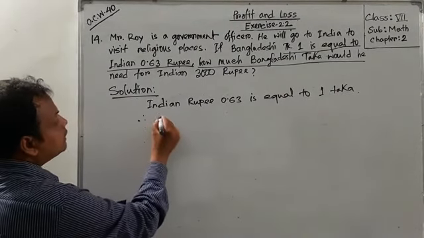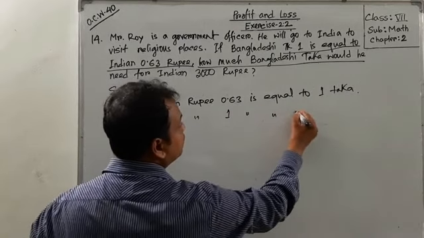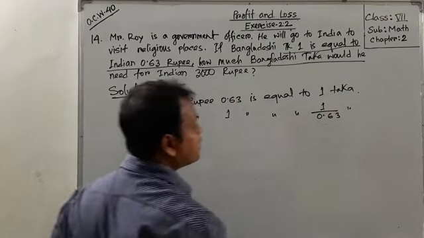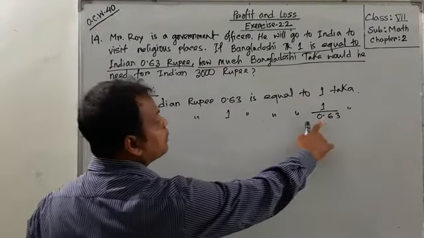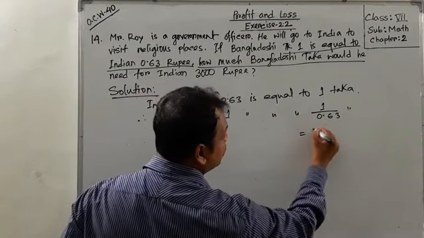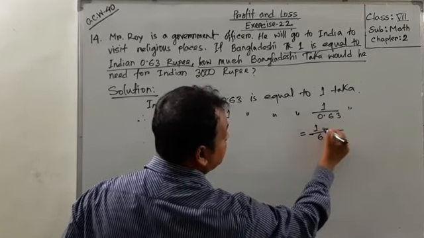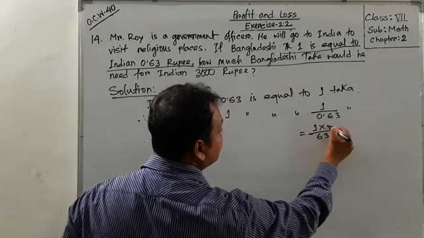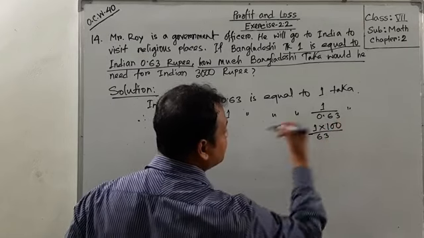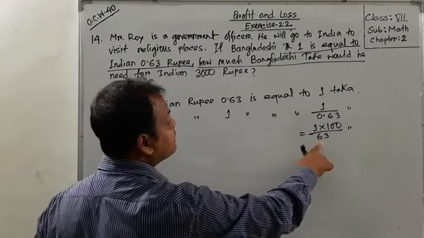So therefore Indian rupee for 0.63 it will be 1, for 1 what will it be is equal to 1 divided by 0.63 taka. If we want to eliminate this decimal point from the denominator, we have to multiply the numerator 1 by 100, since after the decimal there are 2 digits. So 1 into 100 divided by 63 taka.